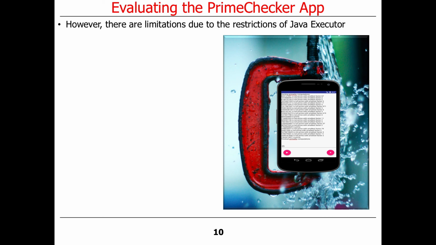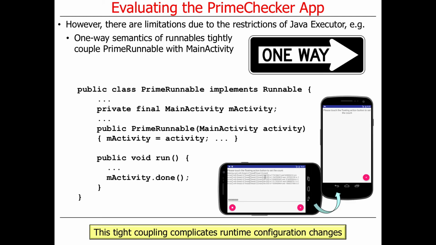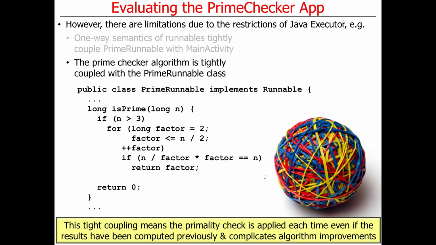However, there are some limitations, and they are due to restrictions of the Java Executor interface. It's very simple-minded. It only has one-way semantics. We have no way of being able to cancel anything that's running. We have no way of getting the results back. That makes it very complicated, especially if you start rotating your phone. Weird things happen. We'll talk about that later in the class. So this becomes complicated, one-way semantics.